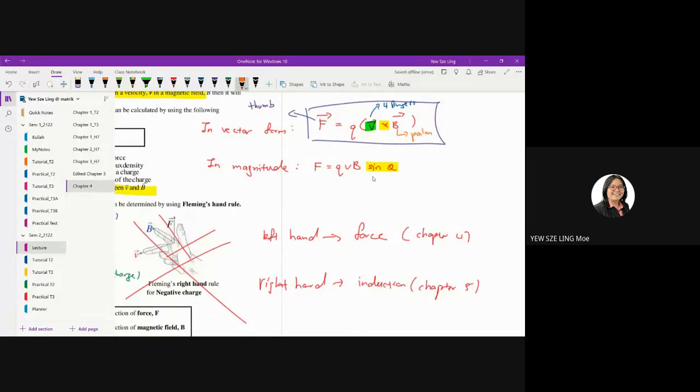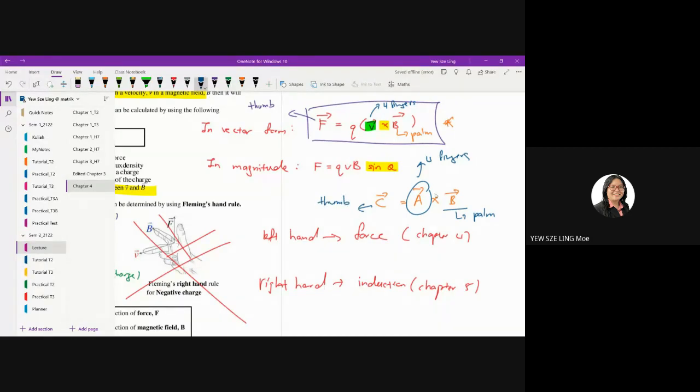So if you know how to use your right hand grip rule, you can use it in all situations. Kamu tak payah pergi hafal fingers kamu, thumb mana satu, first finger mana satu, second finger mana satu. No, you don't have to memorize it. All you have to know is the sequence in a cross product. As long as you have the product C equals A cross B, then the direction of A is always the four fingers direction. B is the palm, or arah yang kamu punya jari tutup. And then C is the thumb.